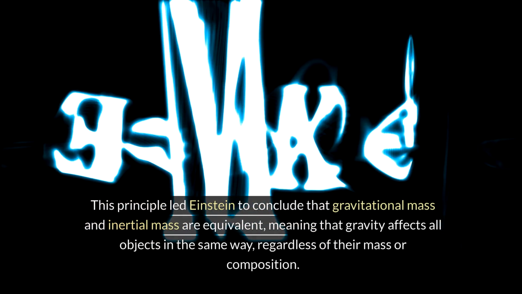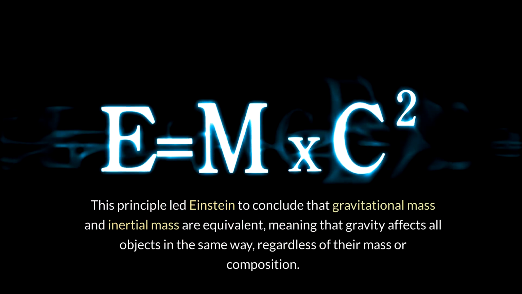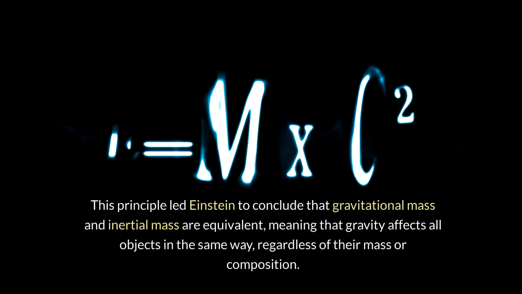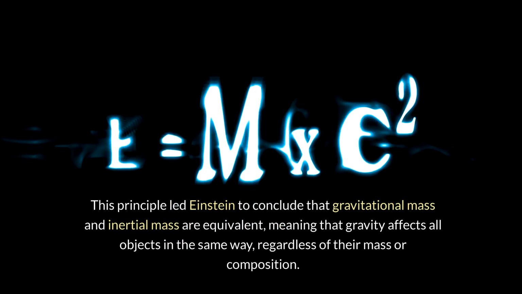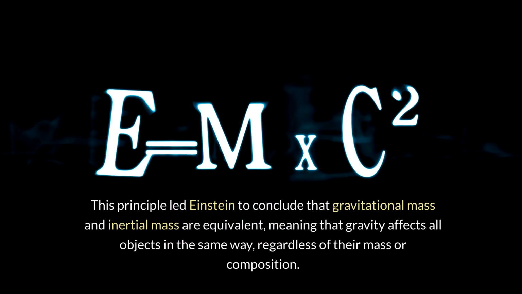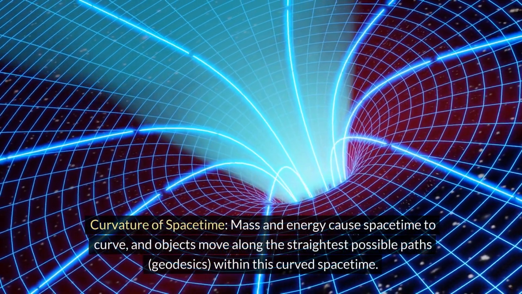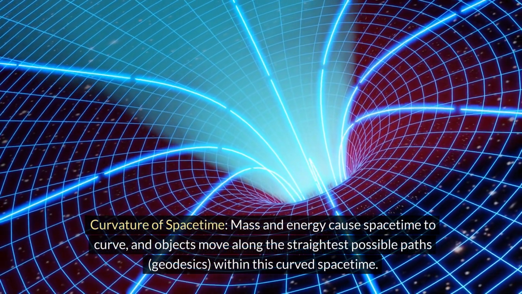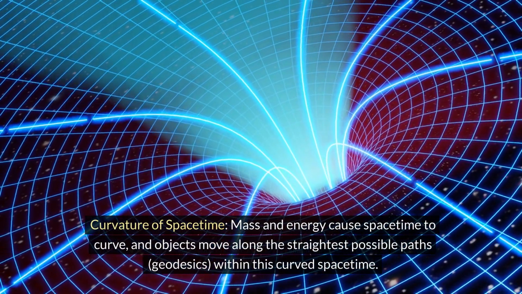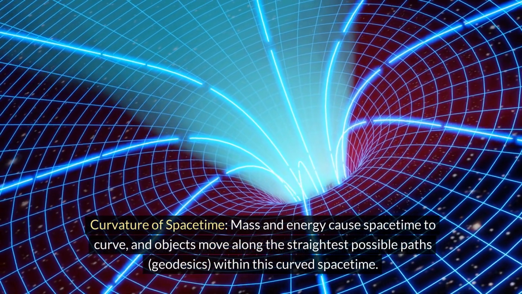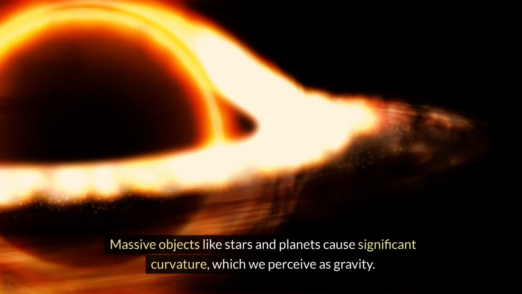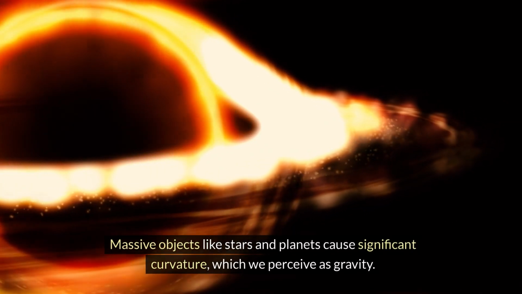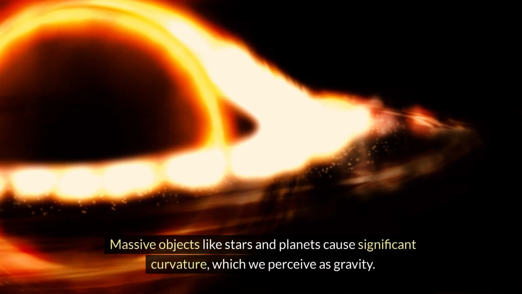This principle led Einstein to conclude that gravitational mass and inertial mass are equivalent, meaning that gravity affects all objects in the same way, regardless of their mass or composition. Curvature of spacetime. Mass and energy cause spacetime to curve, and objects move along the straightest possible paths, geodesics, within this curved spacetime. Massive objects like stars and planets cause significant curvature, which we perceive as gravity.